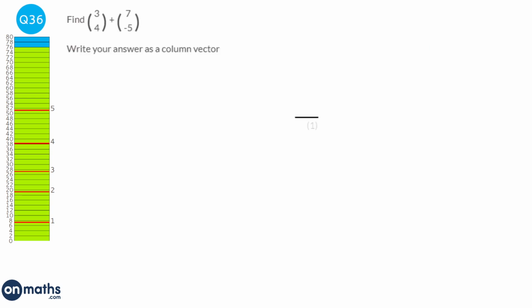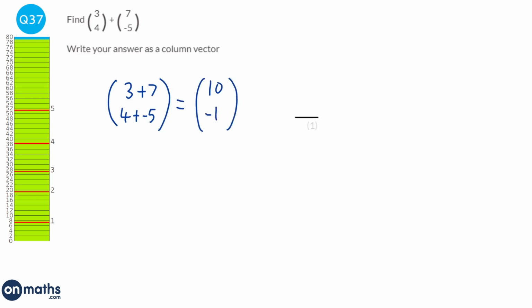To add column vectors, all we need to do is add the tops and add the bottoms. So 3 plus 7 is 10, and 4 minus 5 is minus 1. So our answer is 10 over minus 1.